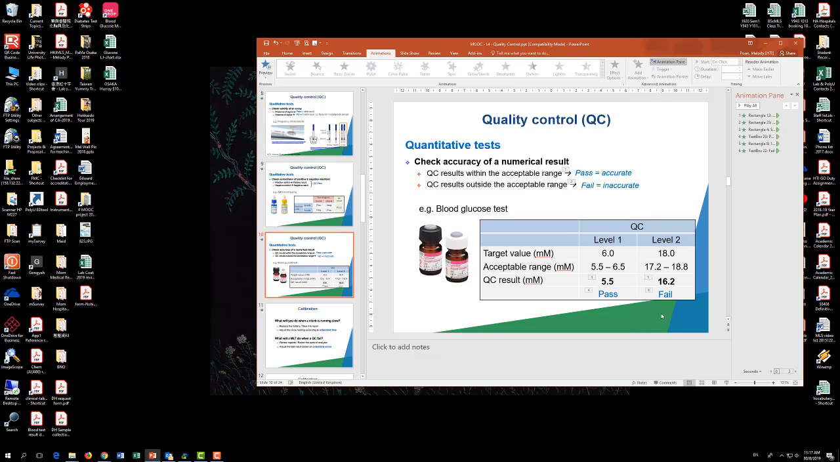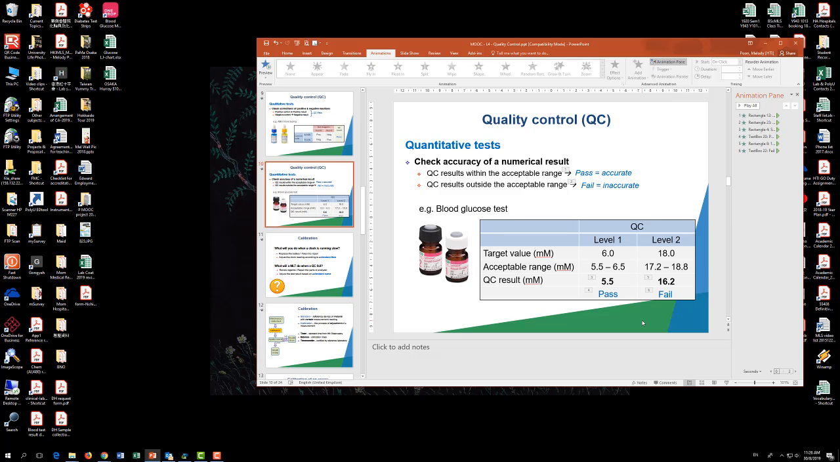Take the blood glucose test as an example. There are two levels of control. Level 1, the target value is 6.0. If the QC result is 5.5, though it cannot meet the target value, it still falls within the acceptable range, so the QC passes. However, in level 2, the QC results fall out of the acceptable range. That means the QC fails.